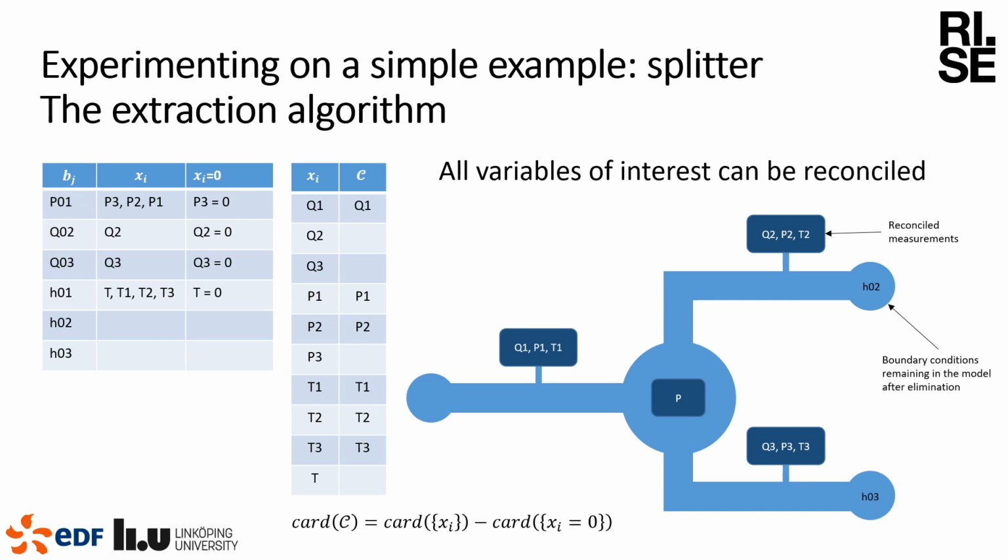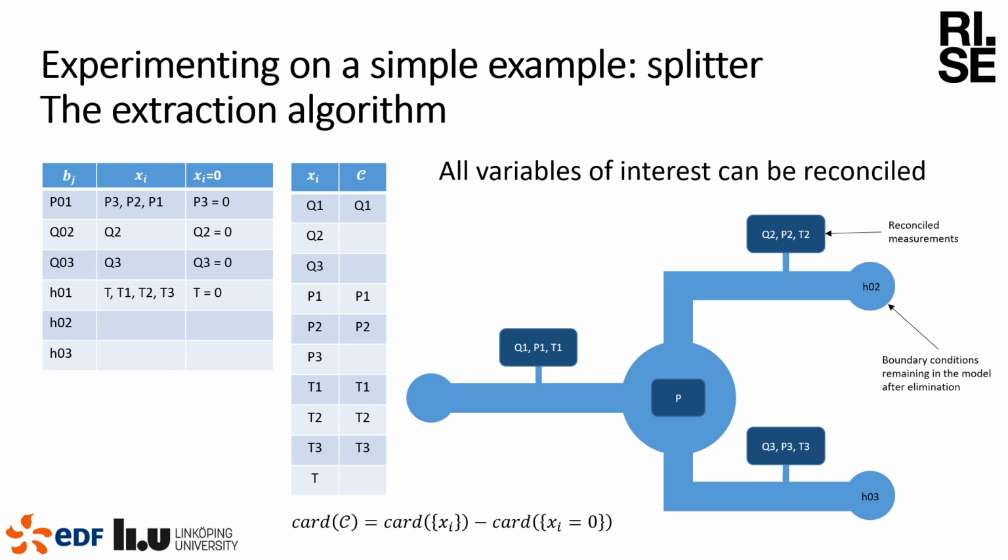And then we finally extract set C, which is basically the set of all the equations which compute the variables of interest minus the set of all equations that are replaced by xi equal to 0. In this case, you see that we have eliminated 4 boundary conditions equations P01, Q02, Q03, H01, and then we also eliminated some of the auxiliary condition equations such as P3 equal to 0, Q2 equal to 0, Q3 equal to 0, and T is equal to 0.